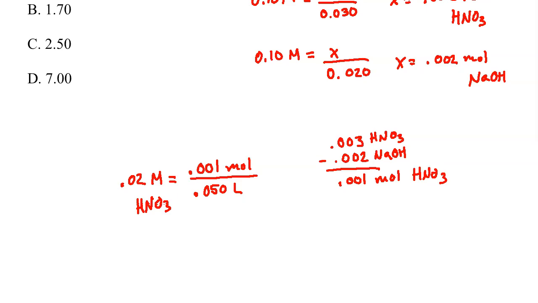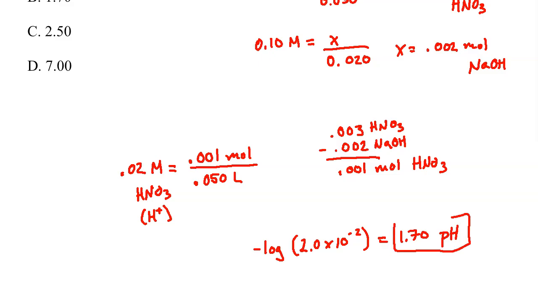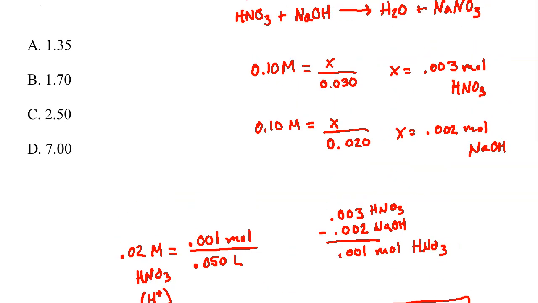So once I have this value, I can associate this directly as the concentration of H+. So all that I really need to do is take the negative log of that value, which we can put as 2.0 times 10 to the negative 2. And that's just a rewriting of the 0.02 there. And when I take the negative log of this, I'm going to end up finding 1.70. This right here is the pH at the equivalence point. So B would be the correct answer here using the math.